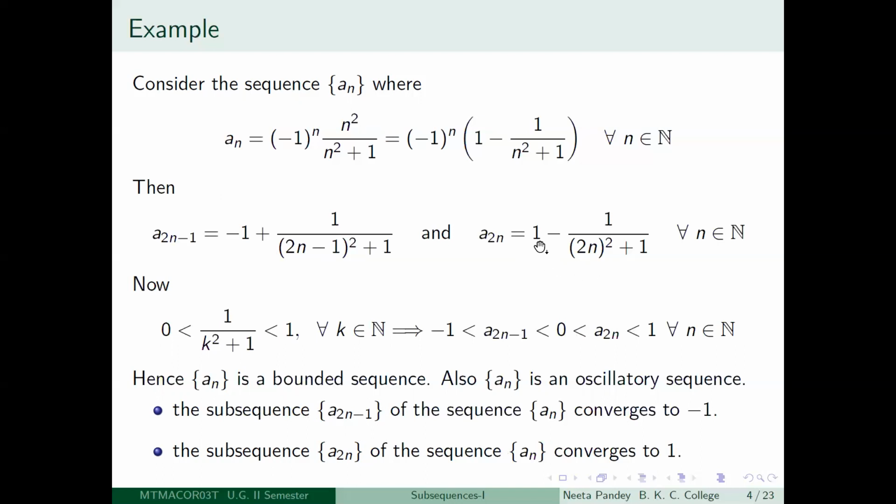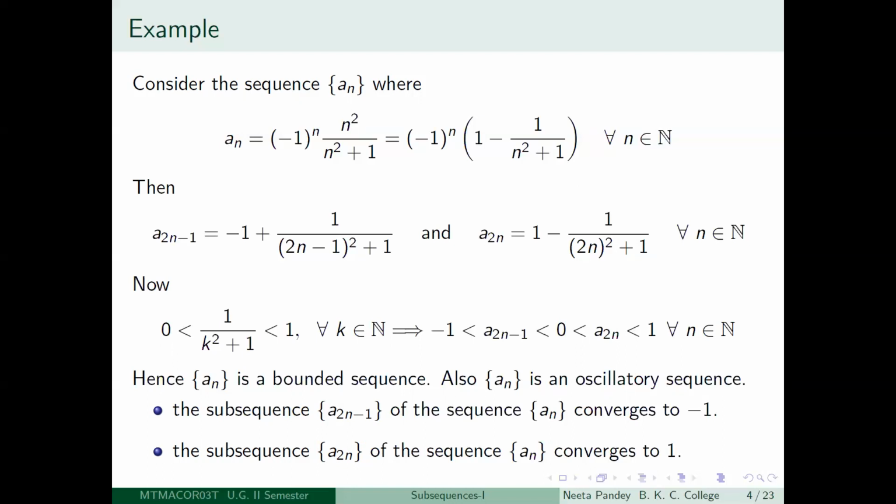They are all numbers less than 1, and they are increasing towards 1, right? If you take the limit as n tends to infinity, 1 by (n squared plus 1) becomes 0. So the limit of a_2n as n tends to infinity is equal to 1. So the subsequence of the original sequence consisting of all the even terms is also convergent, and it is converging to 1.